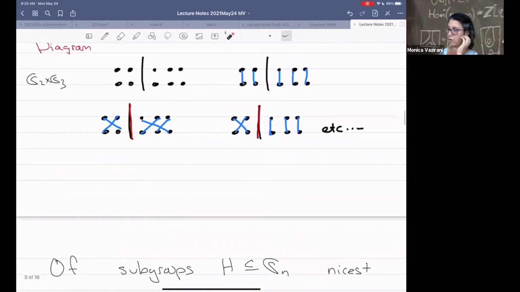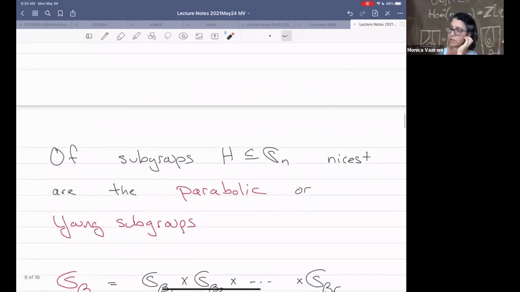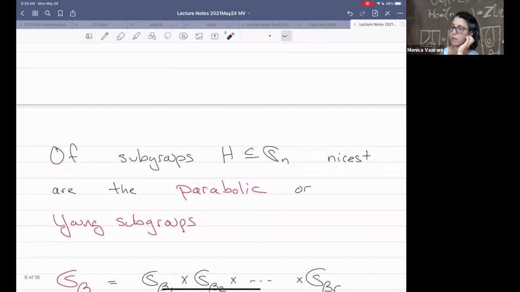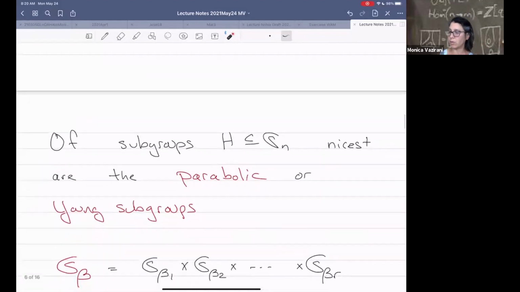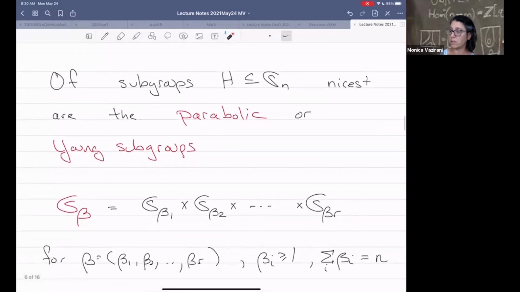All right, so of the different subgroups you can have of the symmetric group, these parabolic subgroups or Young subgroups are the ones that we tend to see the most often and like to use. We can take conjugates of them, but there's something really wonderful about these. And again, I can have general notation. I can have an S beta, where beta is any, I call it a composition, just a tuple of non-negative integers that add up to n.